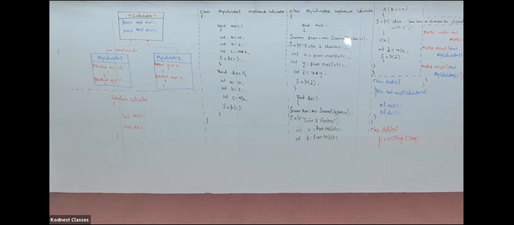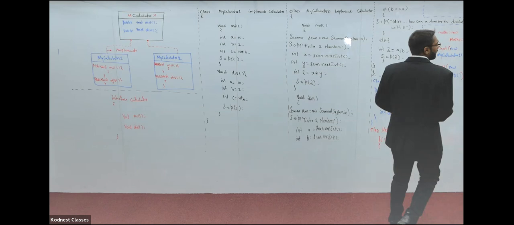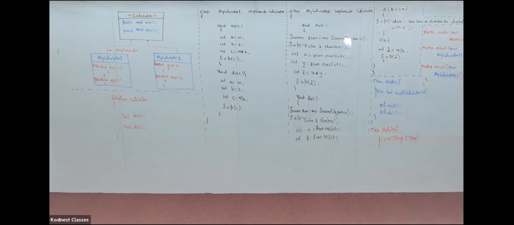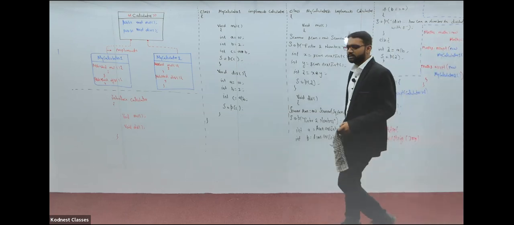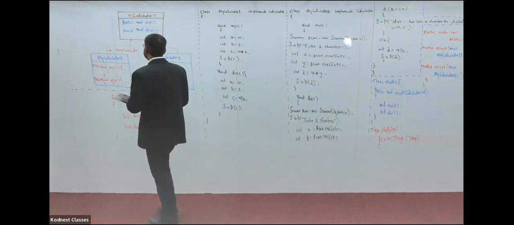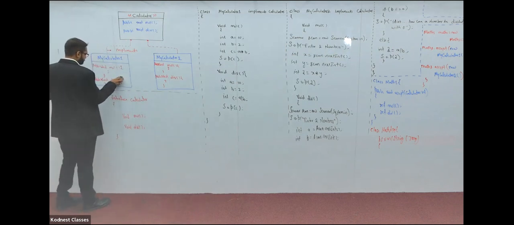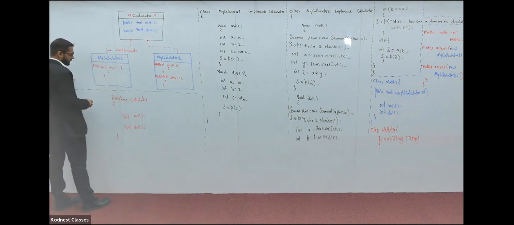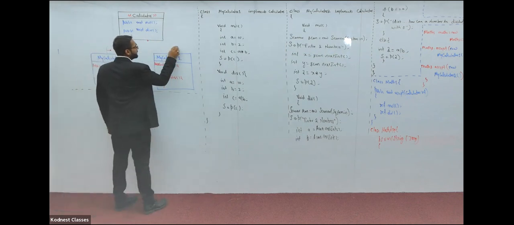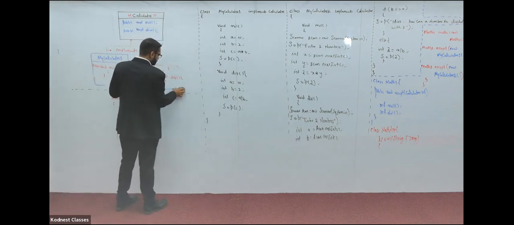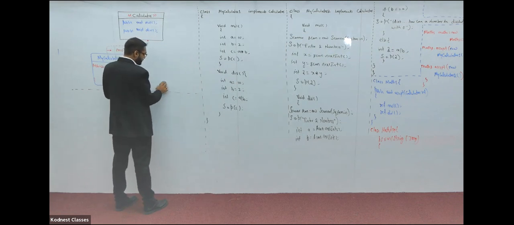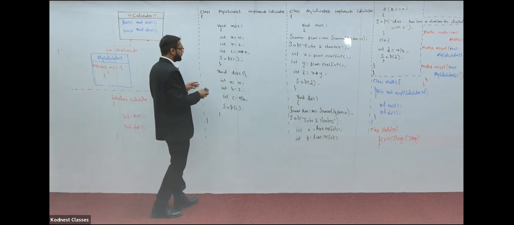Below that, note and continue. An interface cannot be instantiated. What do you mean by instantiation? Object creation. Correct.